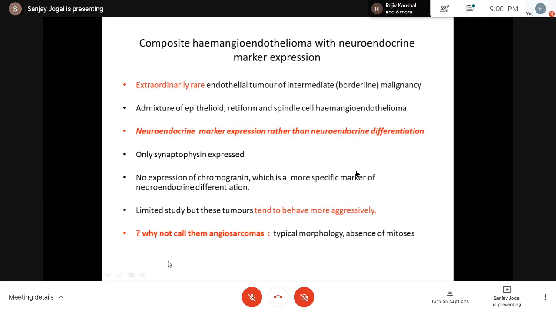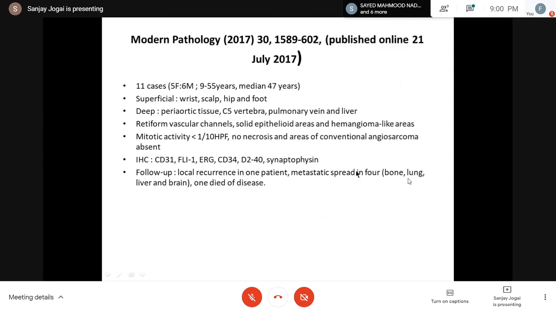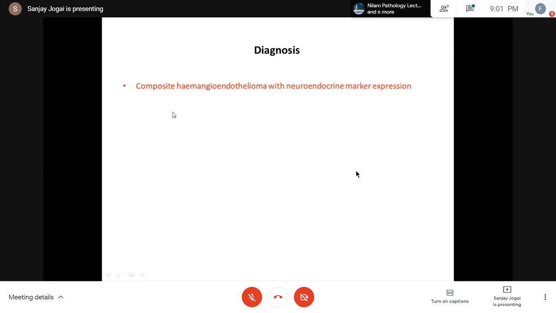So the question is, why not call them angiosarcomas? Because the morphology is not typical of angiosarcomas. You barely saw any mitosis, and the morphology was not the way we see angiosarcomas. So this was the paper that was published. They were just doing it at that time when I had sent my case, and they basically published 11 cases. Most of them were superficial. Some of them were deep as well. Mitotic counts, as I said, were very low, and one of the patients had died as well. So basically, this is a composite hemangioendothelioma with neuroendocrine marker expression.